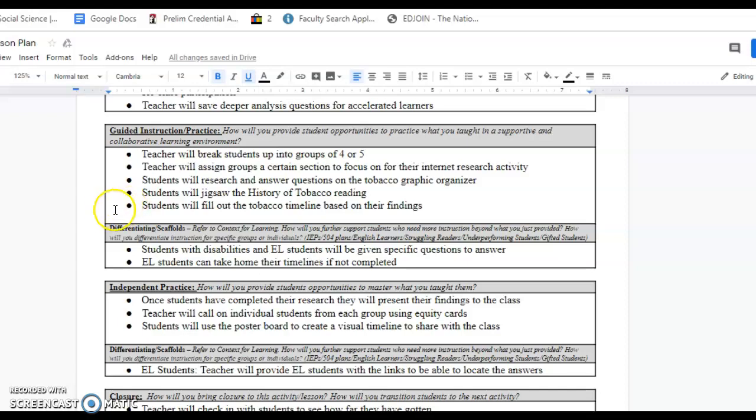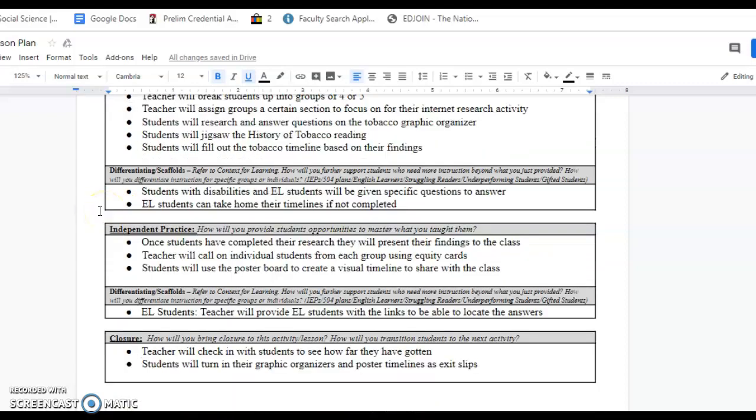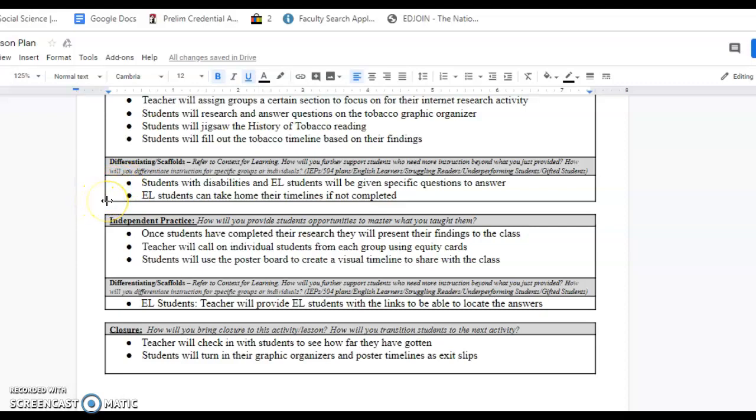So each group is going to present their findings to the class. Again, scaffolding, students with disabilities and EL students will be given specific questions to answer, but at the same time, they're going to be participating with everyone in the discussion. And EL students will have the opportunity to take their timelines home if they haven't completed them.